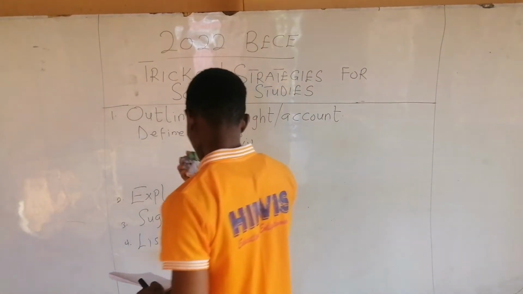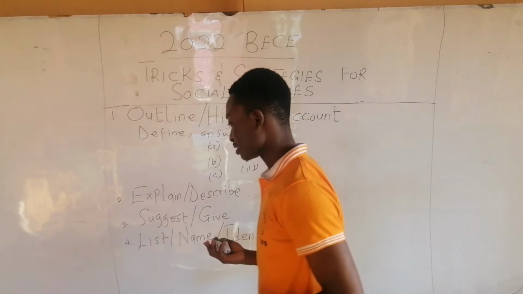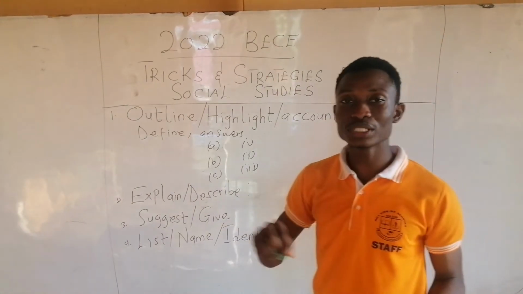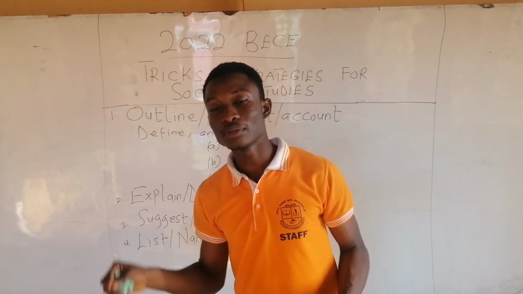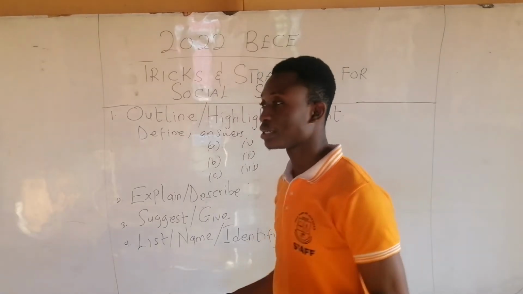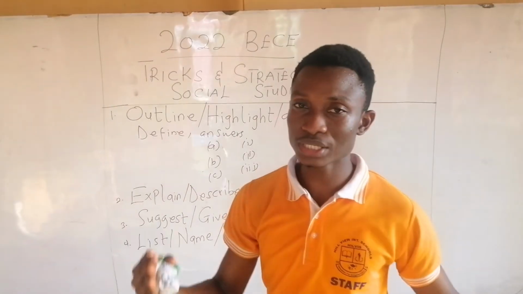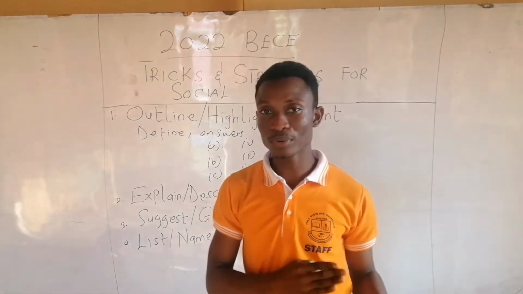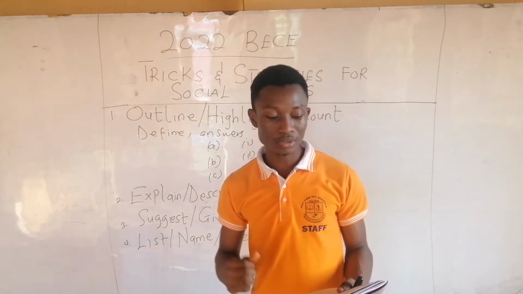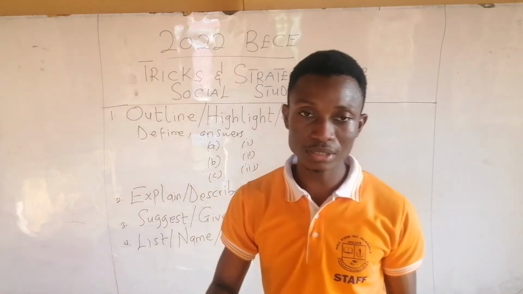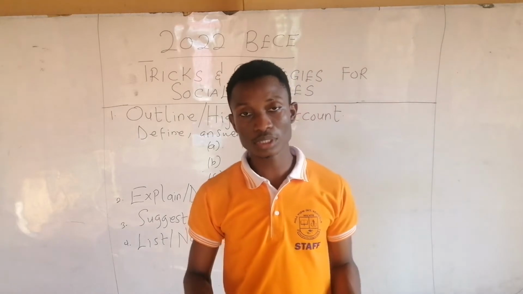State is actually different from list. With state, you write the point in a simple sentence. For list, name or identify, you just write the major points that are needed. Yes. So, state the advantages of the constitution.